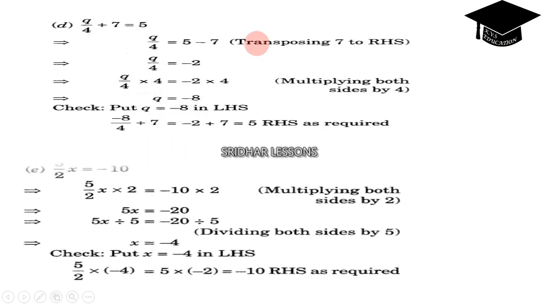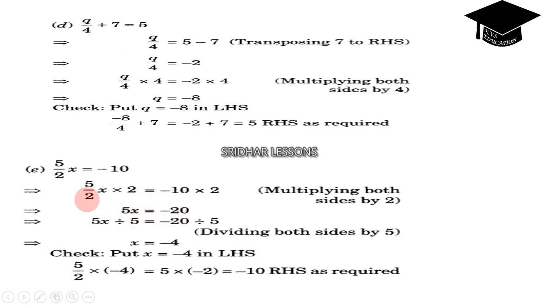So to check the value, if you put q equal to minus 8 here, minus 8 by 4 plus 7, 4 cancels 8 two times. So minus 2 plus 7 is equal to 5, which is equal to the right hand side. So the value is correct. Question E, 5 by 2x is equal to minus 10. Since we have division here, we can multiply both sides with 2. 5 by 2x into 2 is equal to minus 10 into 2.